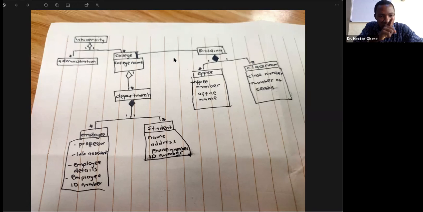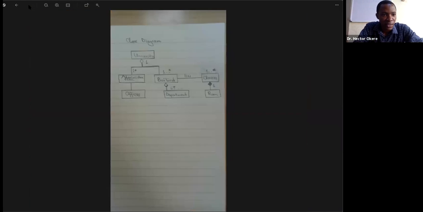Now you're giving me administration, college, and building. None of this is listed in the scenario. So now you have building, you have office and classroom. Okay. Department have employee and student. This is not exact, it is okay, but you will not get full mark because you didn't follow the given scenario as it was explained. Okay. Let's see who is next.